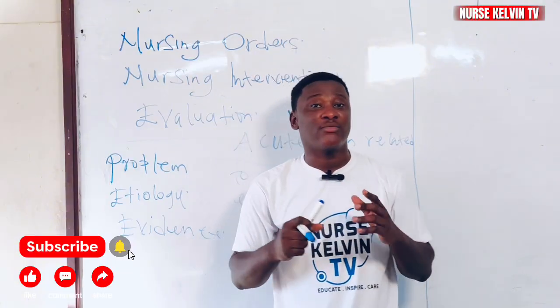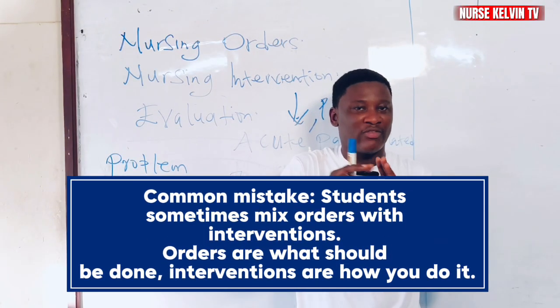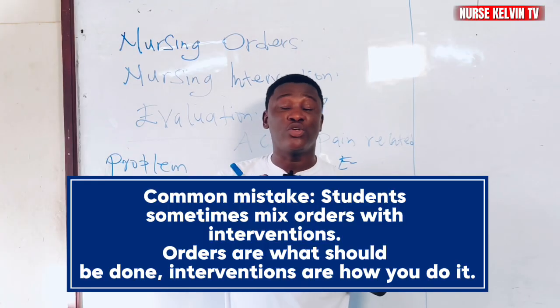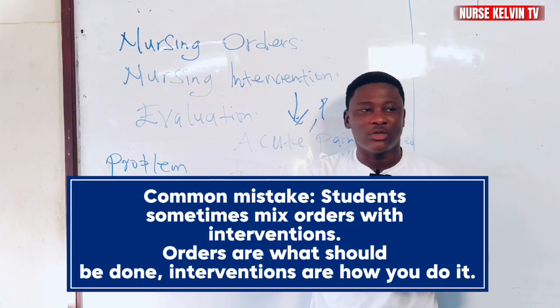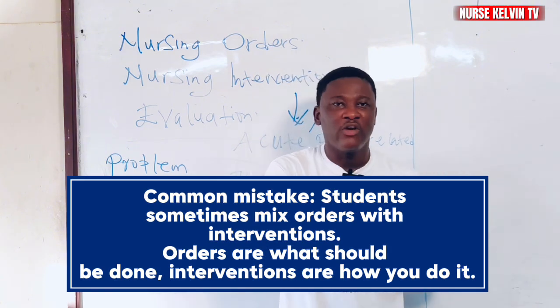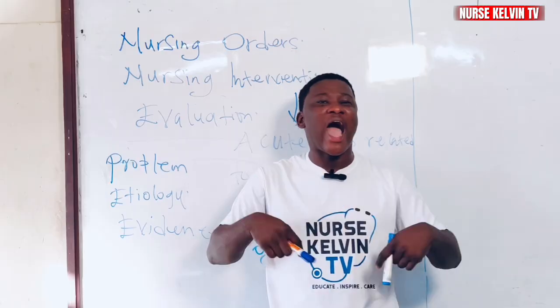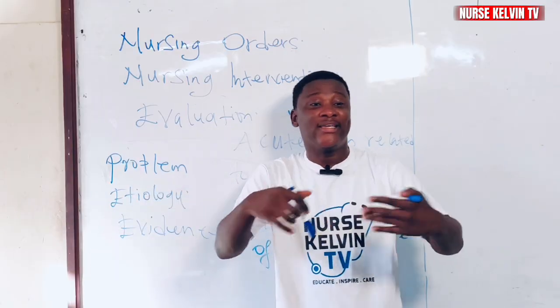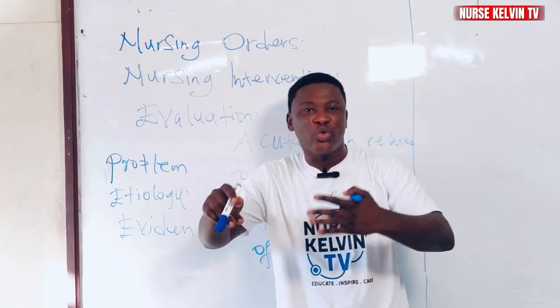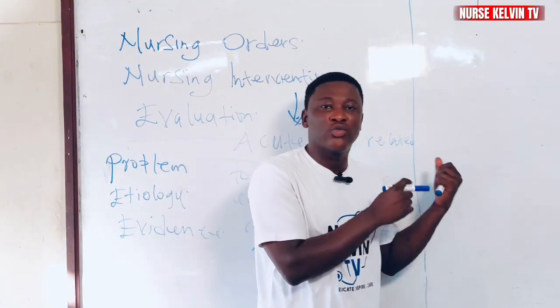But most of the time, we students mix up the nursing orders with the nursing intervention. The simple thing is that the nursing orders talk about what you need to do, what you're supposed to do for the patient. Then the nursing intervention talks about how you're going to do those things. My patient has pain, what are you going to do for the patient?